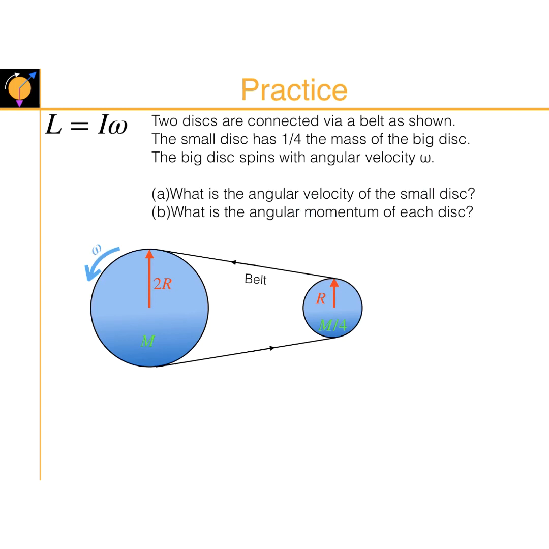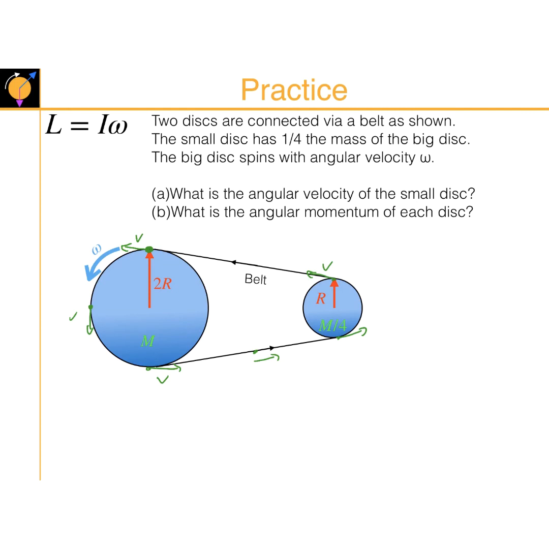So one thing we can do to figure this out is note that if we look at this point here, the point on the belt is moving at some speed v. And that speed v is going to be the same everywhere. So it's going to be v here, v here, v here. Every point on the belt at that moment is going to be v. So if I can find what v is on one, it'll be the same as the other, and I can use that to find the angular velocity of the small disk.